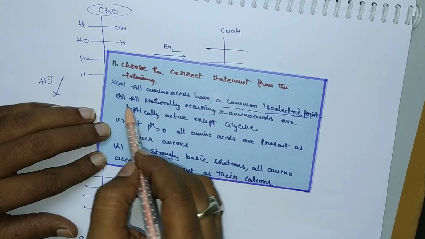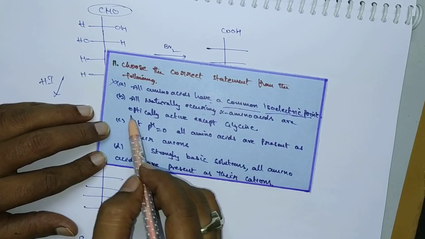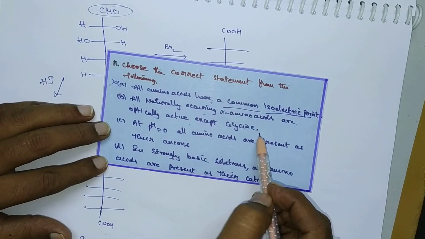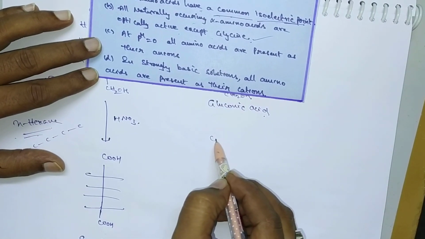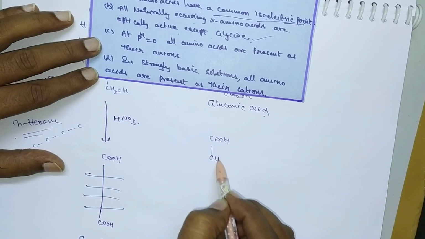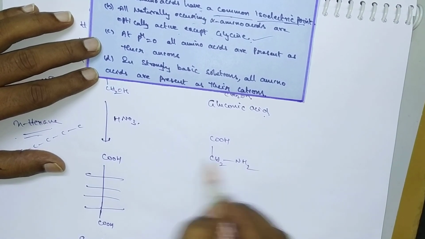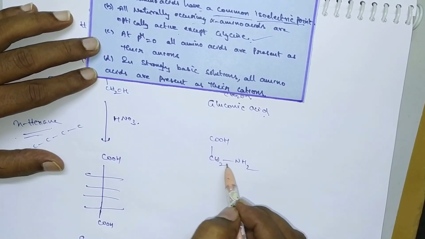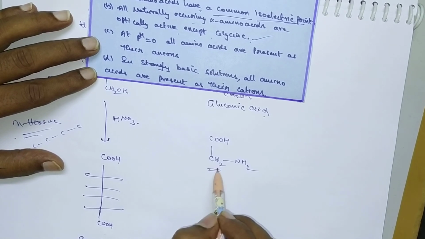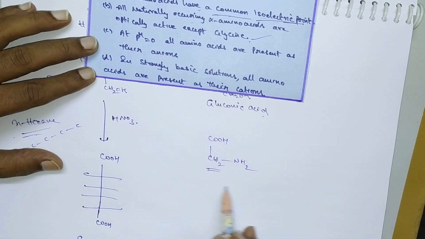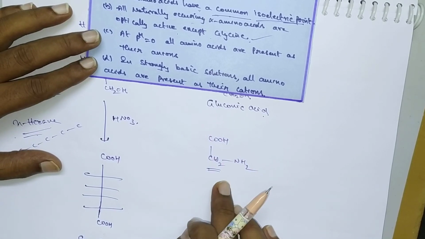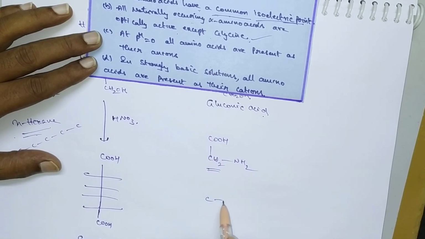All naturally occurring alpha amino acids are optically active except glycine. So this is correct, because glycine is not optically active. This is glycine, CH2 and NH2. This does not consist of any chiral carbon. Here this carbon consists of 2 hydrogens only. So that's why this is not optically active. But remaining all are optically active.